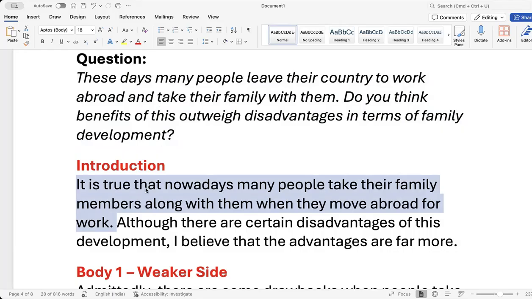So it is true that nowadays many people take their family members along with them when they move abroad for work. That's what I've written. Very simple. Many people take their family members along with them.